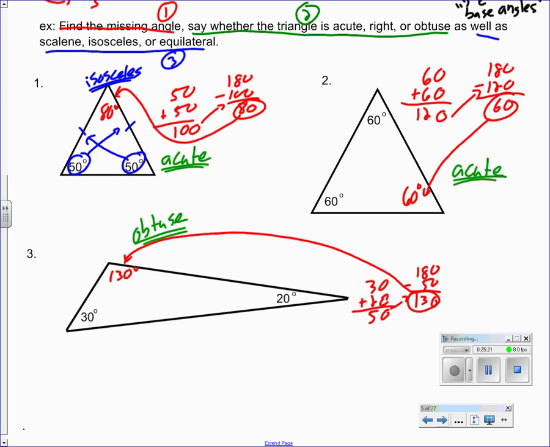On number 2, we have three equal angle measures. So we're going to have three equal sides. So this is an equilateral triangle. Now on number 3, we have three different angle measures, which means three different sides. So this is a scalene triangle.